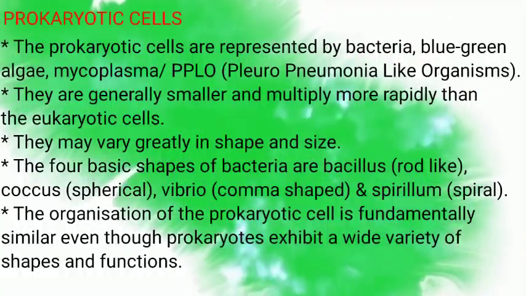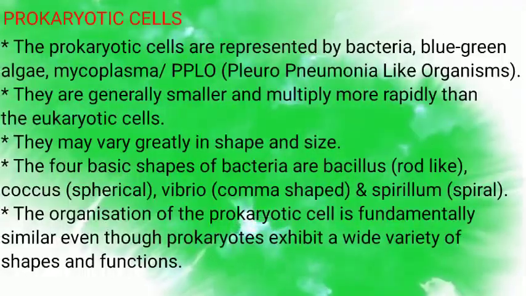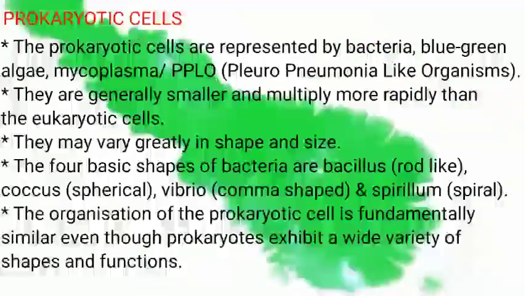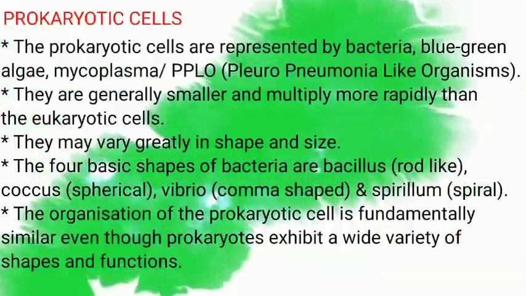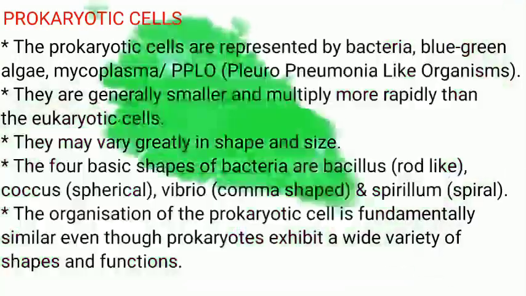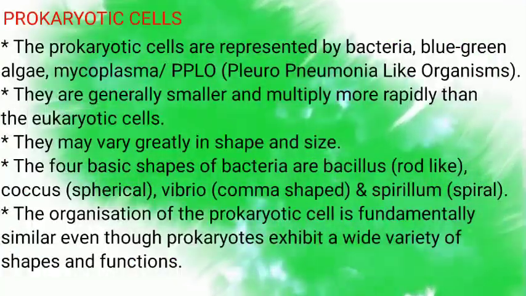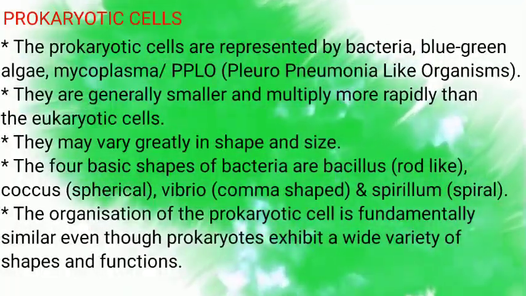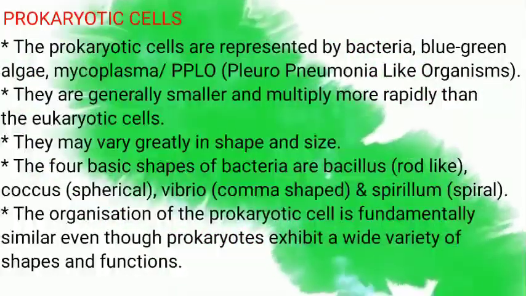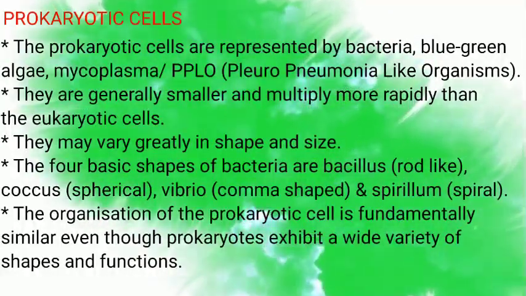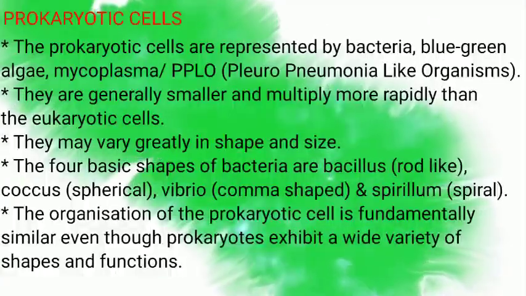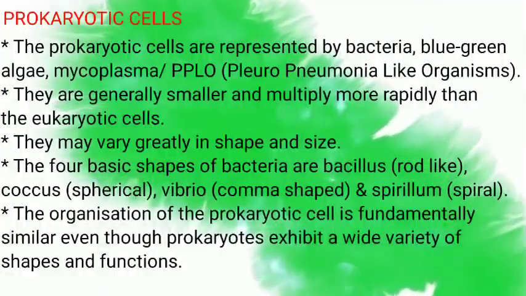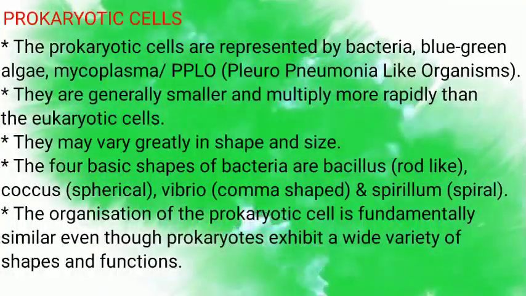The four basic shapes of bacteria are bacillus, which are rod-shaped, coccus, which are spherical, vibrio, which are comma-shaped, and spirillum, which are spiral-shaped. The organization of the prokaryotic cell is fundamentally similar, even though prokaryotes exhibit a wide variety of shapes and functions. Bacteria, blue-green algae or cyanobacteria, and mycoplasma or PPLO are the best examples of prokaryotic cells.